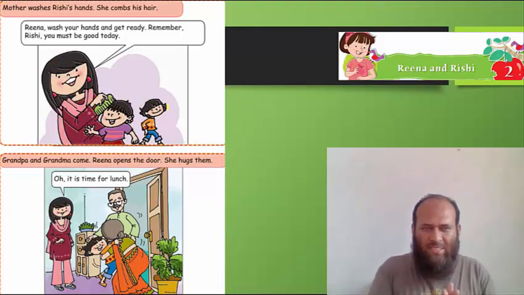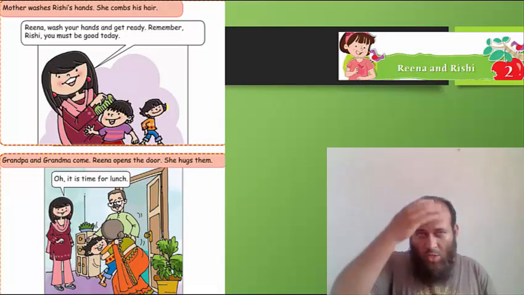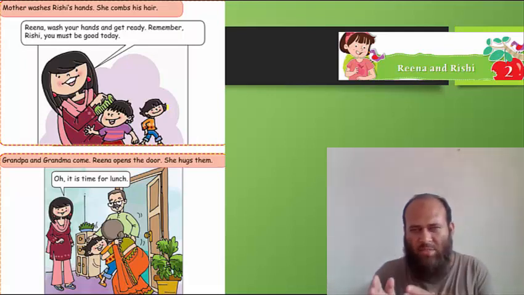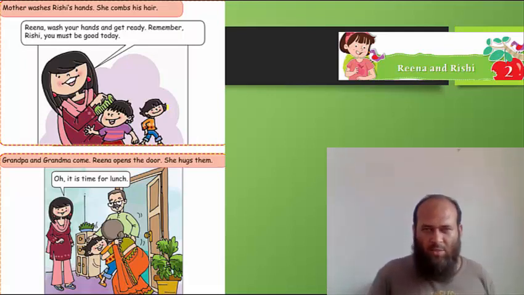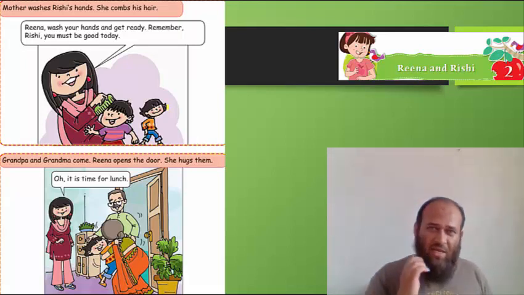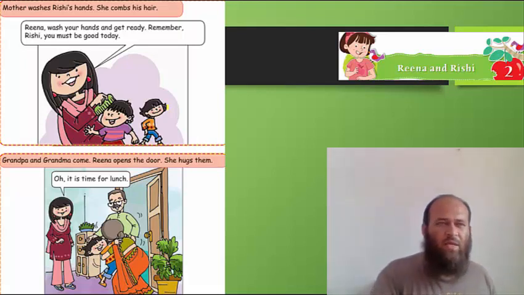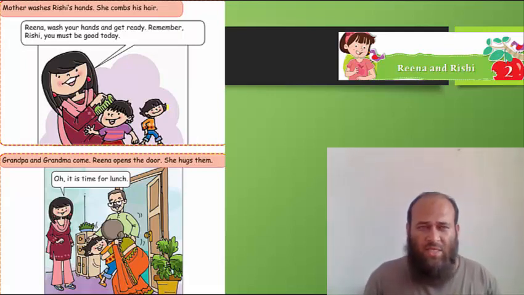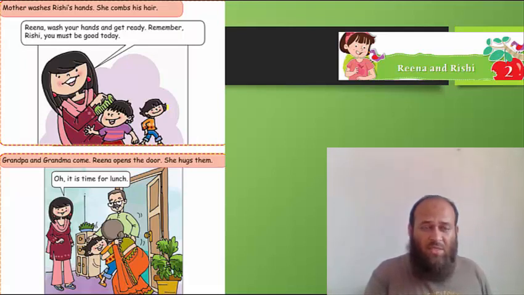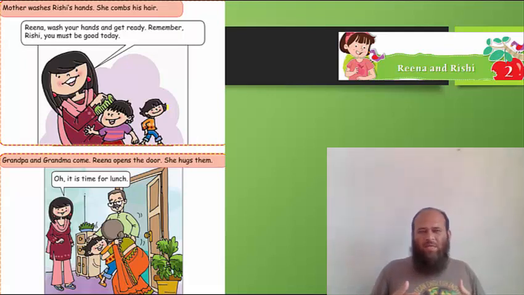Mother washes Rishi's hands and combs his hair. You see, this is a comb and I am combing my hair. "Reena, wash your hands and get ready. Remember, Rishi, you must be good today." So, this is the mother giving instructions.